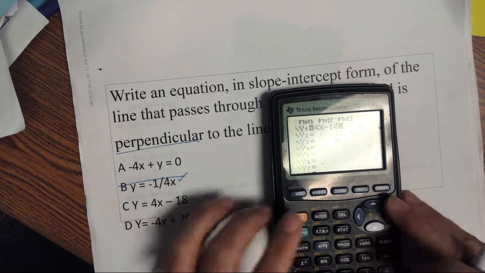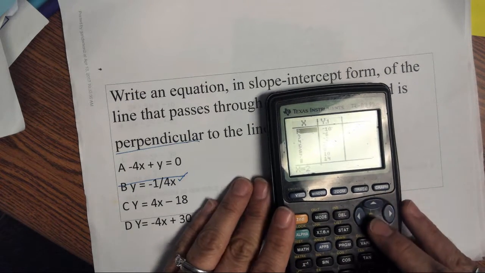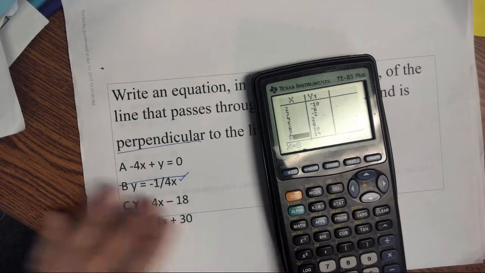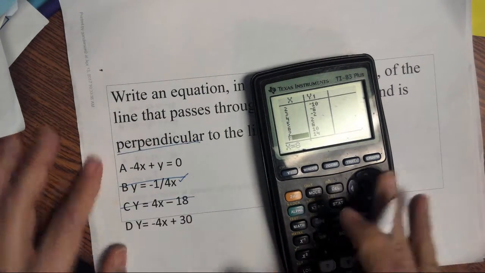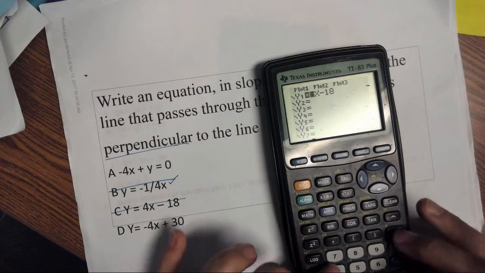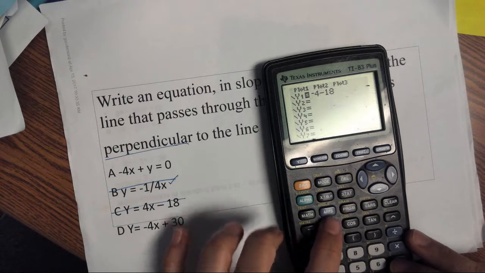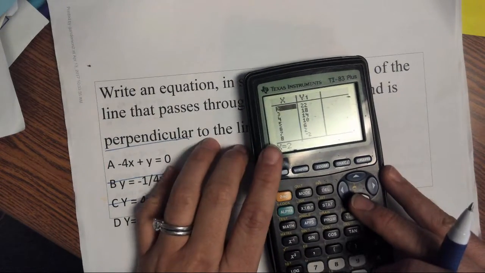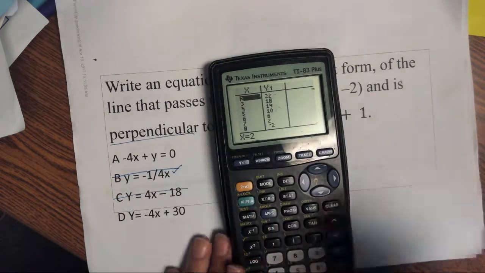18, sorry, not 8. And we're looking for the point (8, -2). It does not go through 8. Negative 2 is at 8, 14, so it cannot be C. Okay, so then we're going to check D before we have to even do any math. And it goes through (8, -2), so that's good.